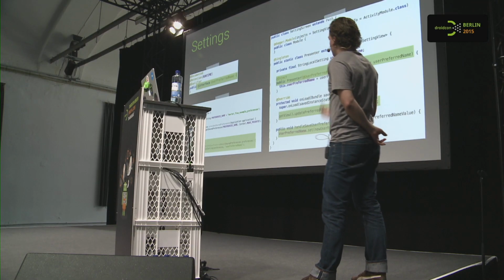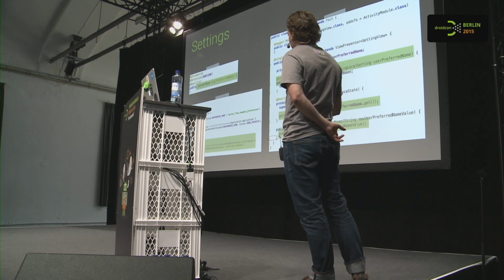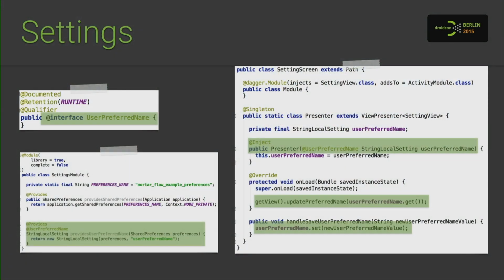The example here is first the annotation for user preferred name on the top. On the bottom left, you see the settings module where we create the provides method within the Dagger module. And then on the right here in the settings screen, the presenter gets directly injected that particular settings value. And with get and set, you're nicely updated.